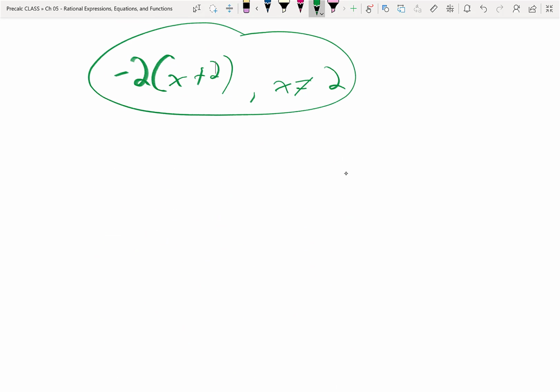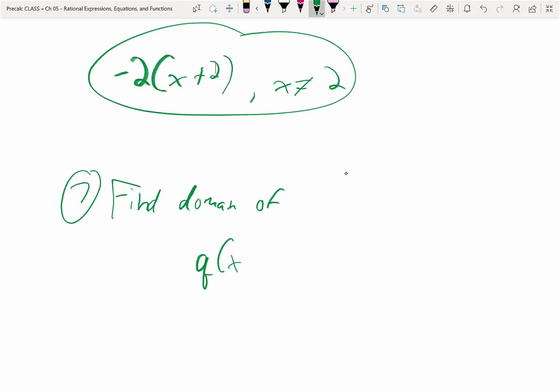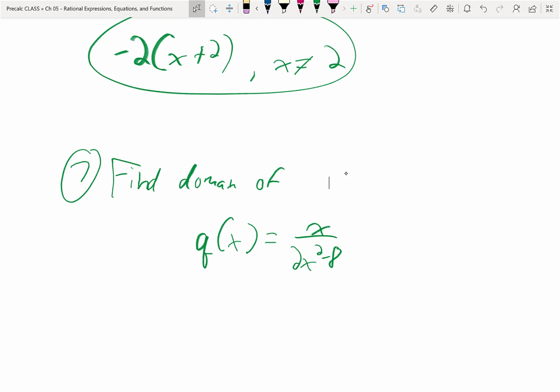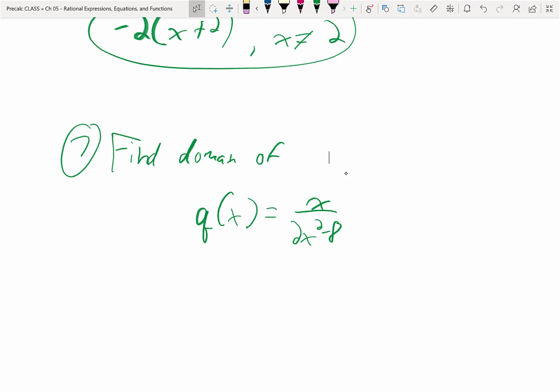Okay, next one. This one's a little bit more of a pre-calculus question. Find the domain of q of x is equal to x over 2x squared minus 8. This is going to introduce one of the inequality symbols we have not used hardly ever. We've used it a little bit here, but we haven't actually worked with it. Do you know what that symbol is? The inequality symbol we have not really used.